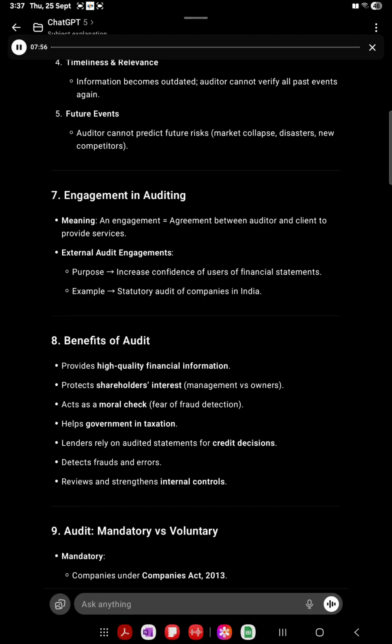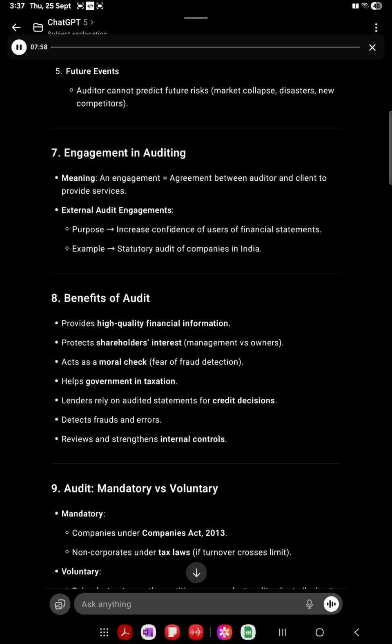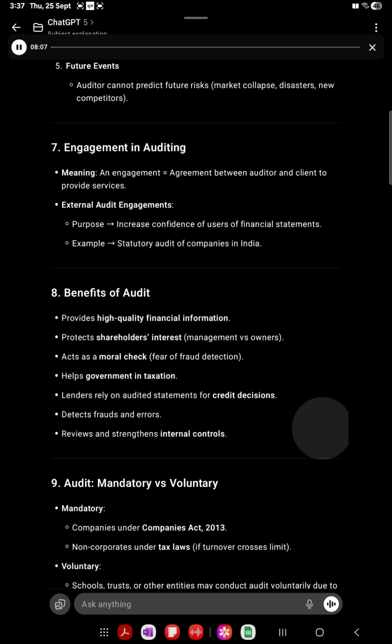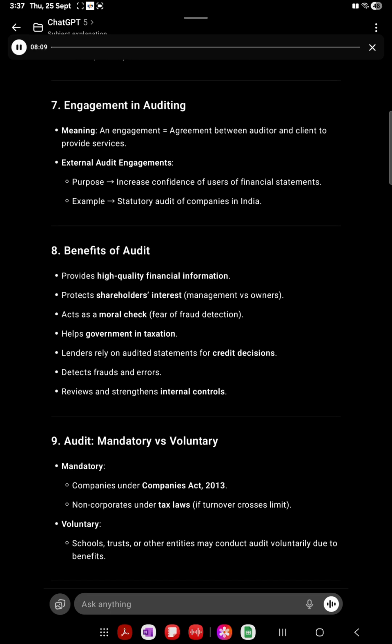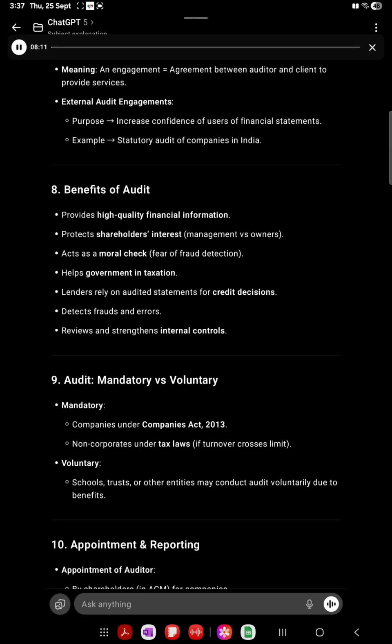7. Engagement in auditing. Meaning: an engagement equals an agreement between auditor and client to provide services. External audit engagements. Purpose: increased confidence of users of financial statements. Example: statutory audit of companies in India.